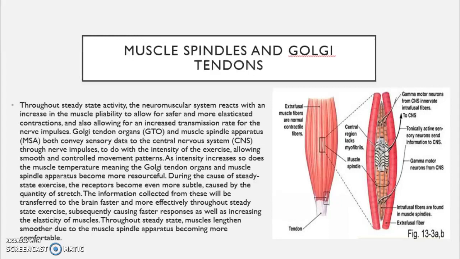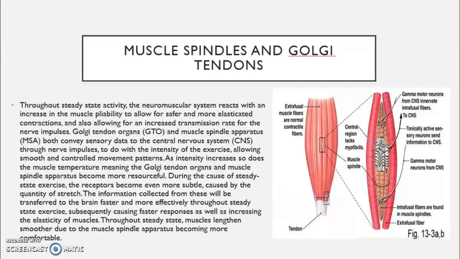Golgi tendon organs, or GTO, and muscle spindle apparatus, MSA, both convey sensory data to the central nervous system via the medulla oblongata through nerve impulses. This is to do with the intensity of the exercise, allowing smooth and controlled muscle movements. As intensity increases, so does the muscle temperature, meaning the Golgi tendon organs and muscle spindle apparatus become more resourceful.